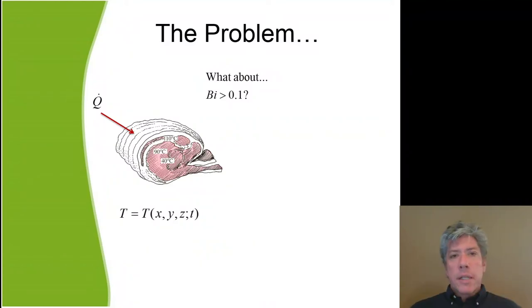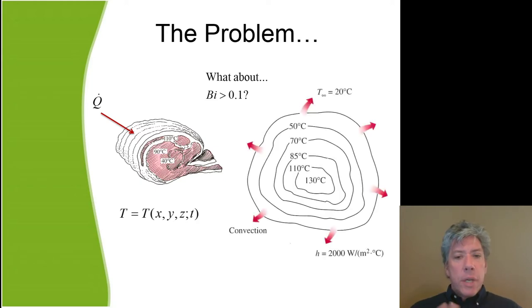So lumped parameter analysis is great, and we've decided that we can use it when the Biot number is less than 0.1. But we have to ask the question, what about when the Biot number is more than 0.1? What about when we'd like to ignore the position dependence, but we simply cannot?